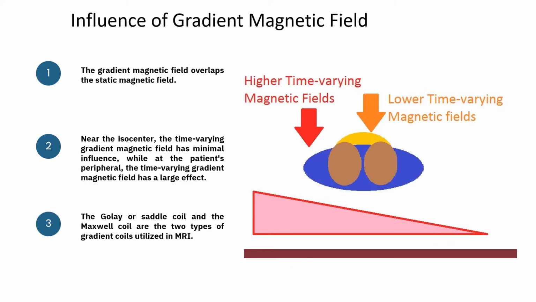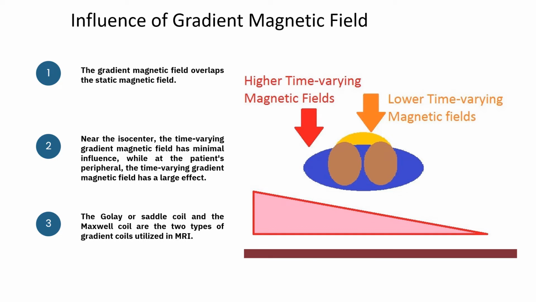Now we will look into details of how the gradient field has an influence on MRI. It is critical to recognize that the time-varying gradient magnetic field supersedes the static magnetic field. To put it another way, the gradient magnetic field overlaps the static magnetic field. The gradient coils are situated in the gantry around the patient, and when triggered, they enhance the magnetic field alternately on each side of the patient.